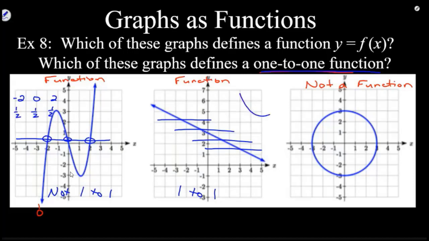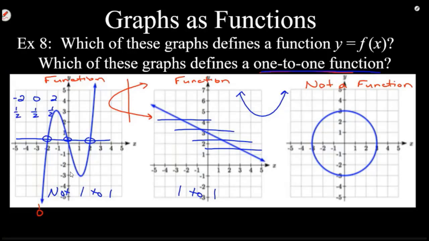How about this shape right here? Function or not a function? Function. One-to-one? No, because the horizontal line test will fail. How about this one? Function or not a function? Not a function, because the vertical line test fails. So what does that mean about the second question? We don't even care. It's not a function in the first place.